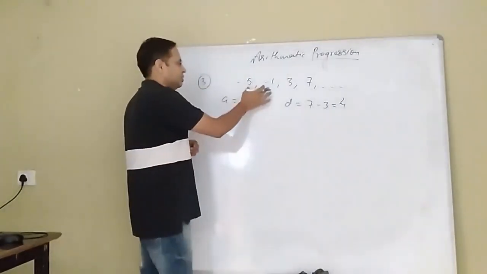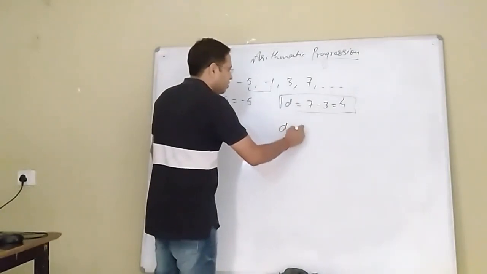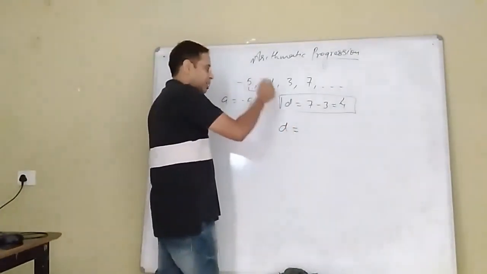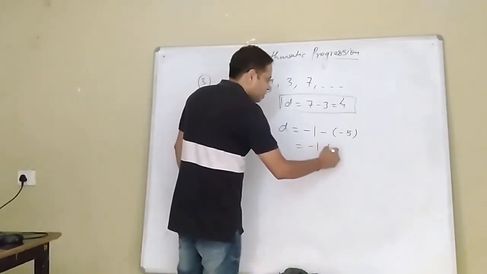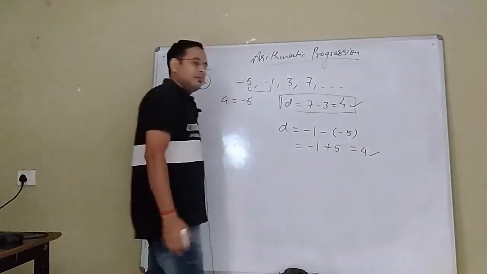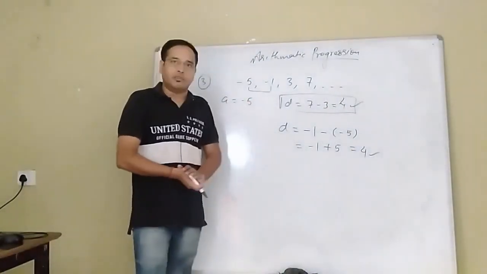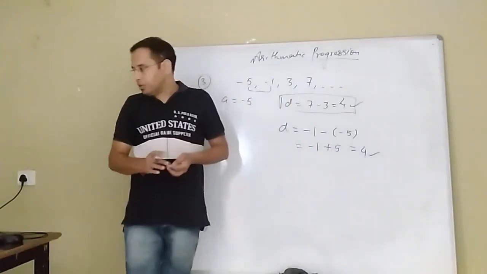Any two consecutive terms, if I subtract, let's find out D again. So the common difference will be, subtracting minus 5 from minus 1, so minus 1 minus, minus 5. So how much will you get? Minus 1 plus 5 is equal to 4. In both the cases, we are getting the same common difference. Therefore, the common difference of this sequence is 4 and the first term is minus 5. Let's move on to the next one.